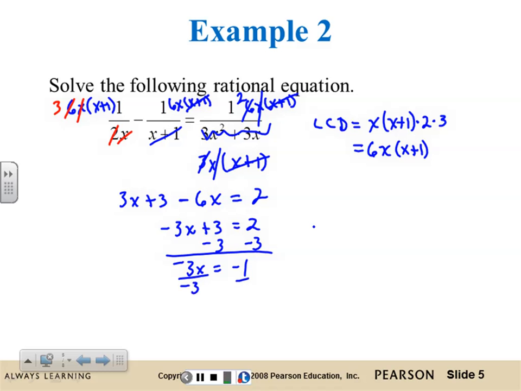Divide both sides by negative 3. And so we have x is equal to 1/3. Now again, remember, we need to plug this 1/3 in here and make sure none of those go to 0. And I don't think they do, so we're good.